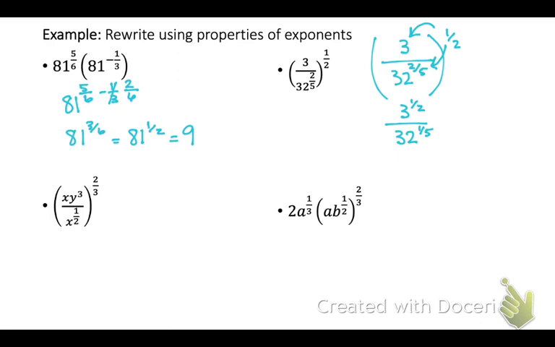Is that right? 2 times 2 is 4. 4 times 4 is 16. Times 2 is 32. So I could simplify it and write it 3 to the 1/2 and 2 to the 5th to the 1/5, correct? What's 2 to the 5th to the 1/5? 2. So I have 3 to the 1/2 over 2.